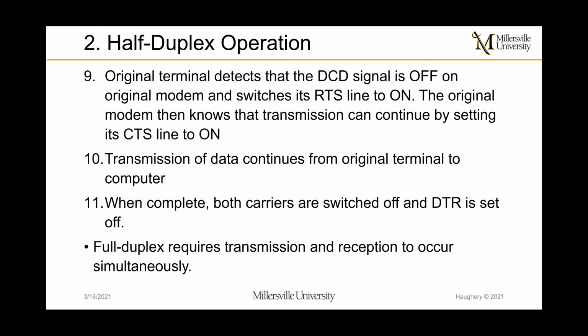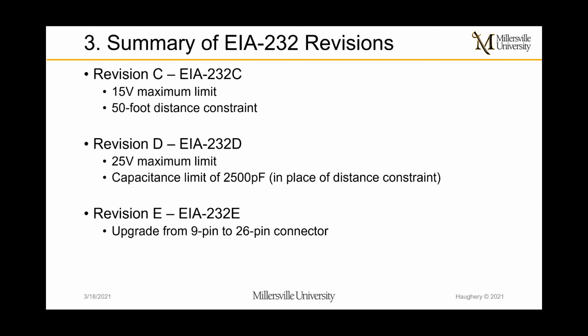Transmission of data continues from the original terminal to the computer. When complete, both carriers are switched off and the DTR is set off. Full duplex requires transmission and reception to occur simultaneously.